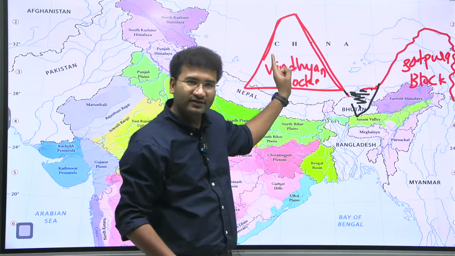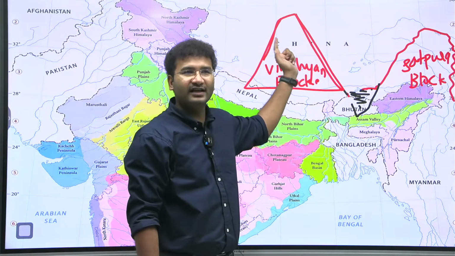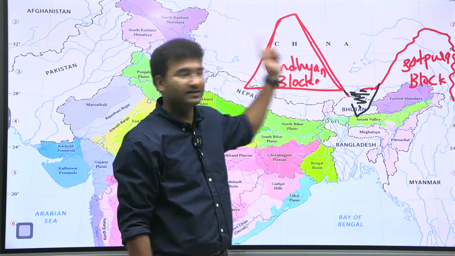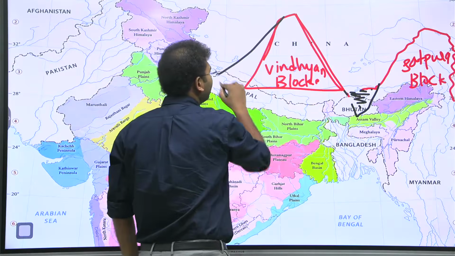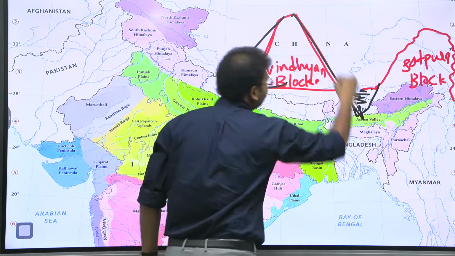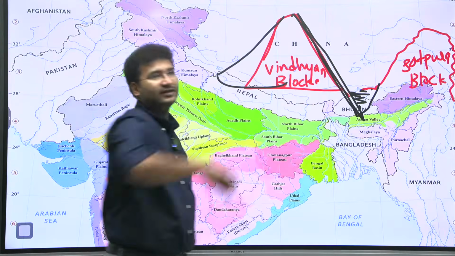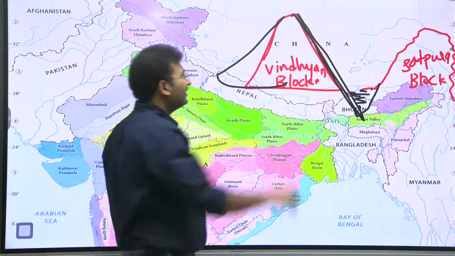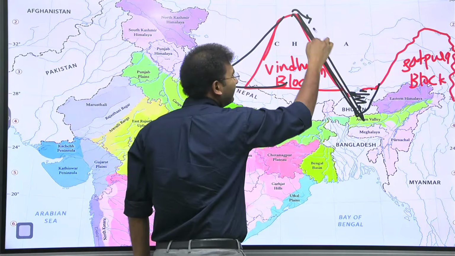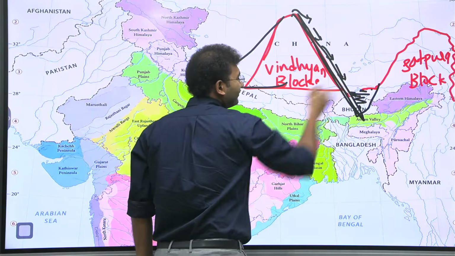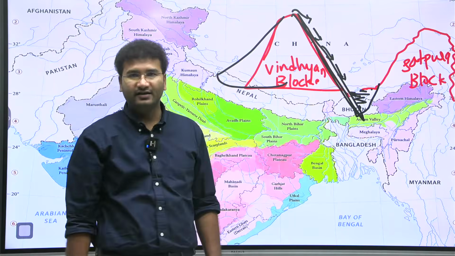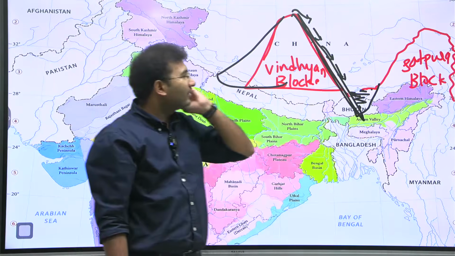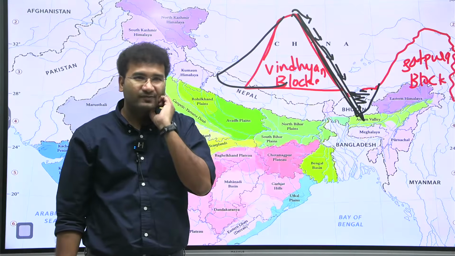Both are block mountains, and Vindhyas we will call escarpments. Why? It is gentle on one side and it is steep on the other side, right? So any river water which is entering, will it come with so much speed? Yes, right? Who is older, Vindhyas or Satpuras?